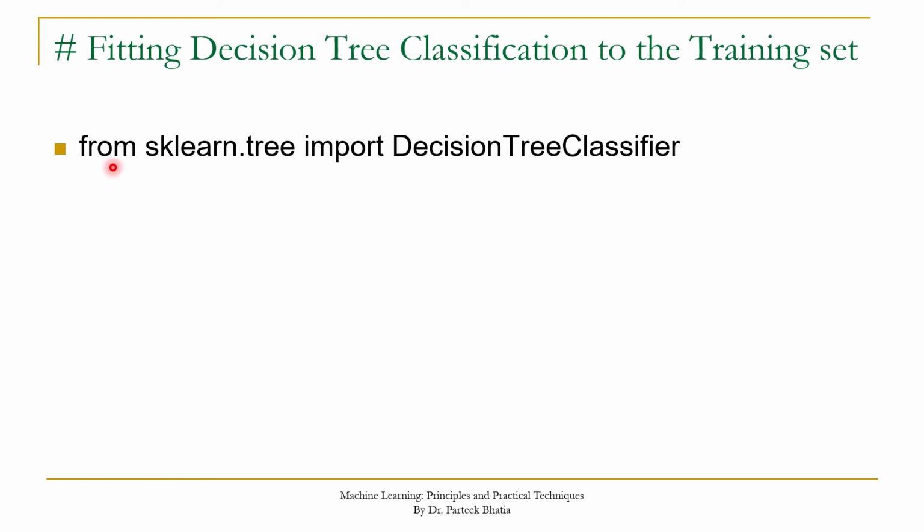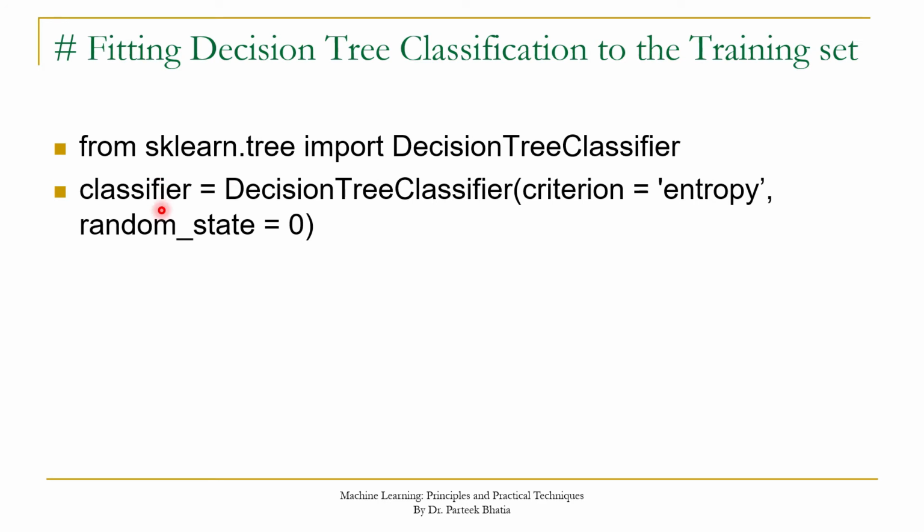So by using this line of statement, we are importing decision tree classifier from tree sublibrary of sklearn. After importing this, we have to create an object. So here we are creating an object named as classifier from this class. It is very important to note that here we are specifying two parameters. First parameter is criterion, where we are specifying entropy, and second parameter is random state, where we are specifying an integer value, that is 0 in this case.